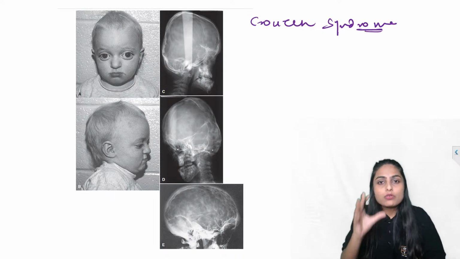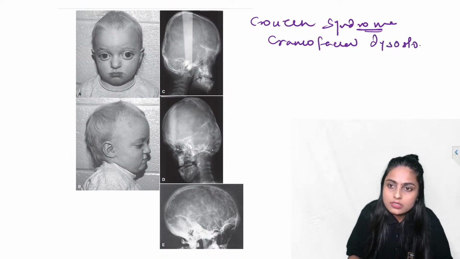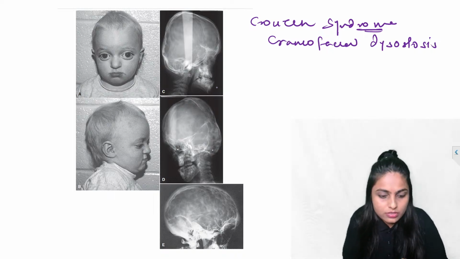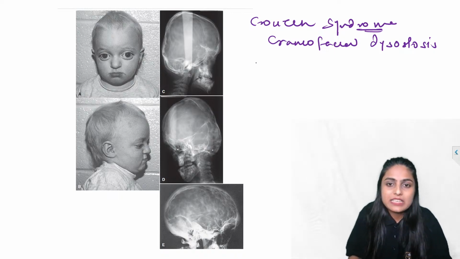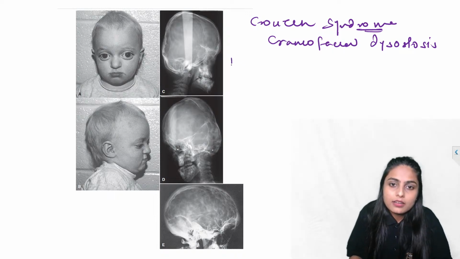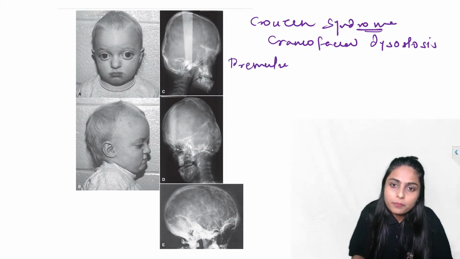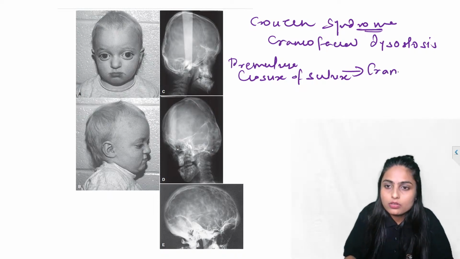Crouzon syndrome. Crouzon syndrome is also called craniofacial dysostosis, right? And this condition occurs basically due to early or premature closure of sutures. Premature closure of sutures. What is this termed as? This is termed as craniosynostosis. Craniosynostosis, right?